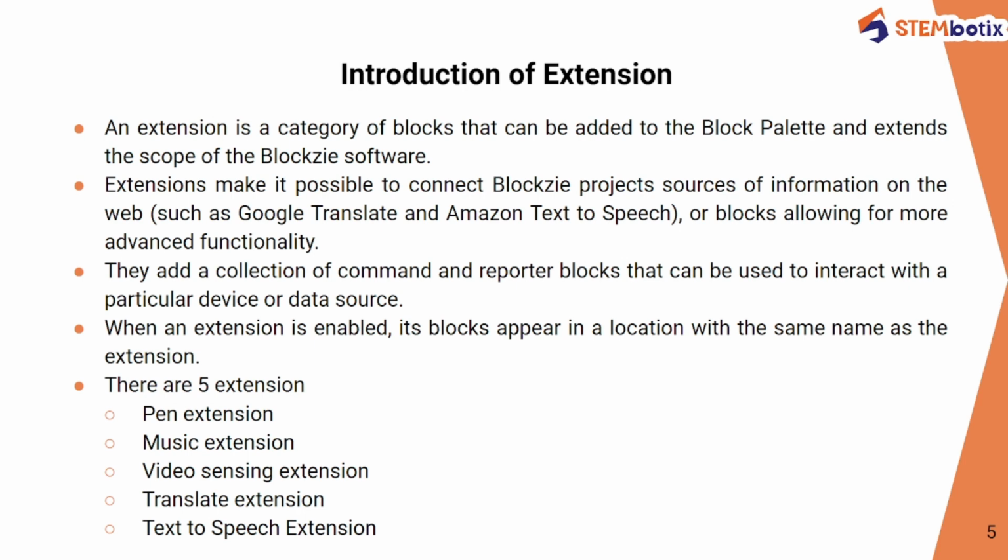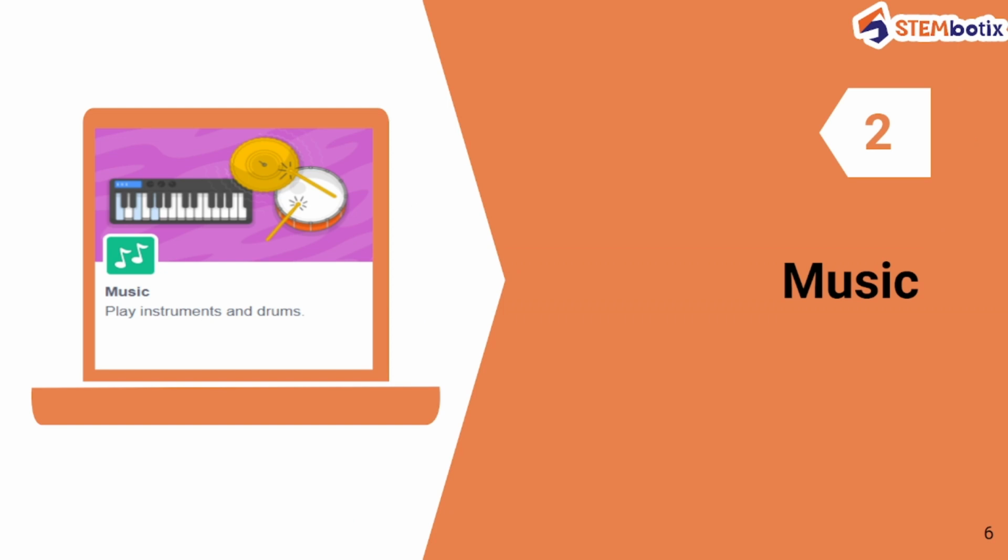Means in the motion, looks, and my blocks categories, you will see the enabled extension, and after that you will have its separate blocks. There are five extensions, namely pen extension, music extension, video extension, translate extension, and text to speech extension. So these are the five extensions which we are going to see in this particular tutorial.